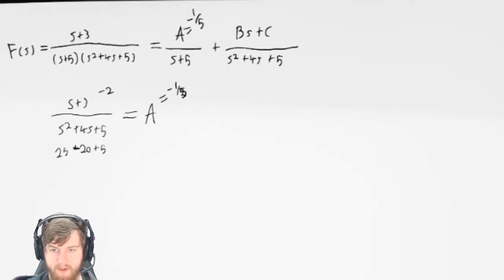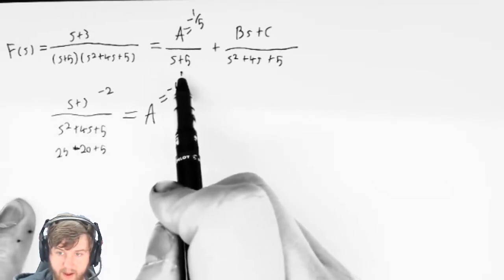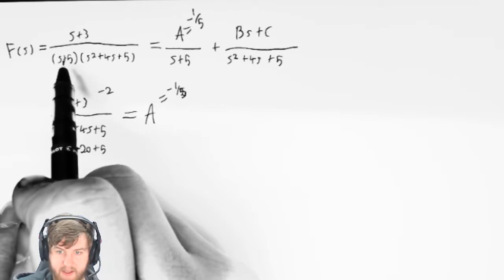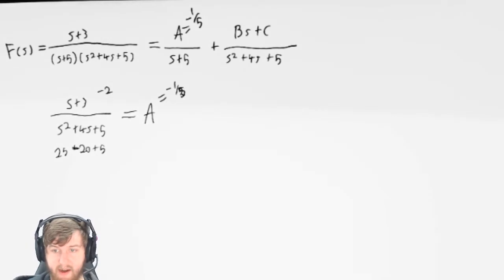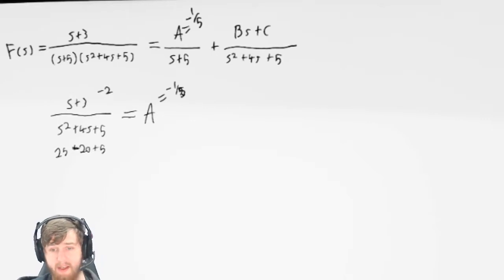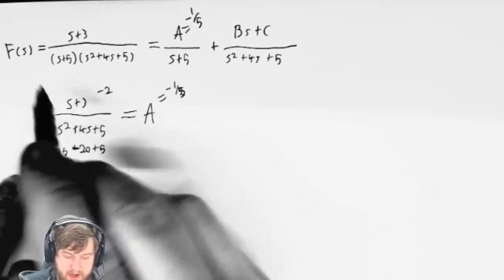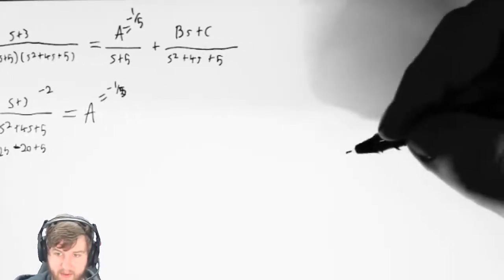All right. So again, we just did the cover-up method. We covered up the denominator associated with what we wanted to find here, and then set s equal to the root to solve for A. We can't do that with the Bs + C because that's not a number. That's actually a term. So we'll have to do the cross multiplication for that. So let's get started doing that. What we want to do, again, is multiply everything by this denominator.